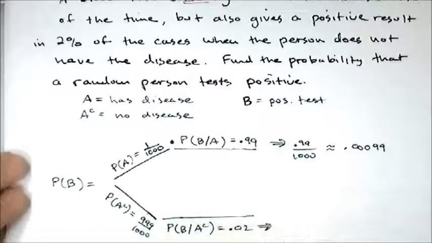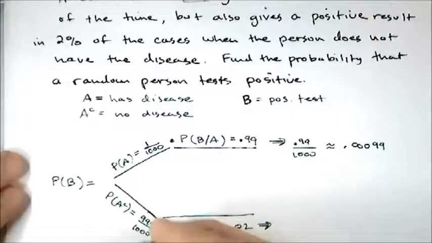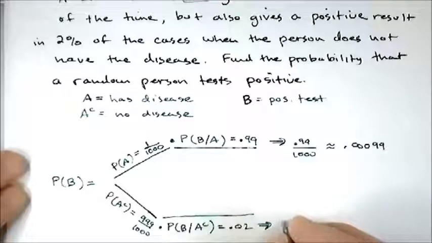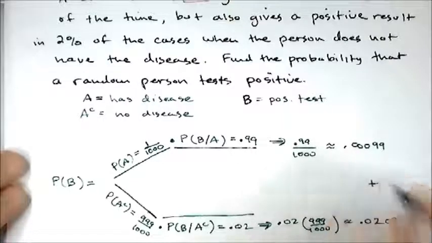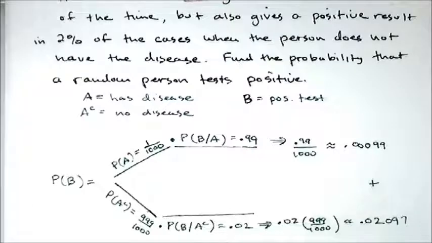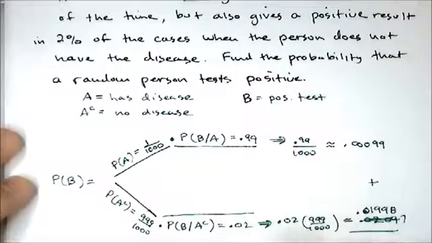And likewise over here, this is 0.02 times 999 over 1,000. If you work that out as a decimal, well, here, I'll just write it again. And that comes out to be 0.02097. Nope, it doesn't. I lied. This comes out to be 0.01998. Put a 0 in front of there. And if you add these up, that becomes 0.02097.